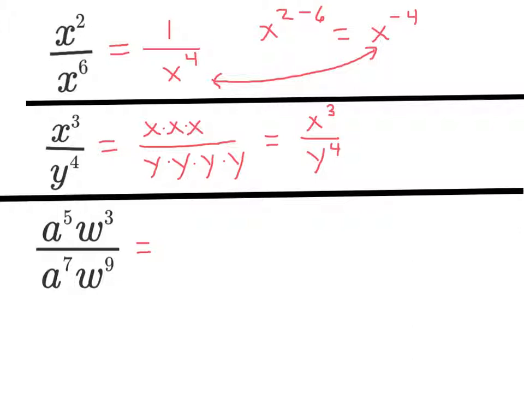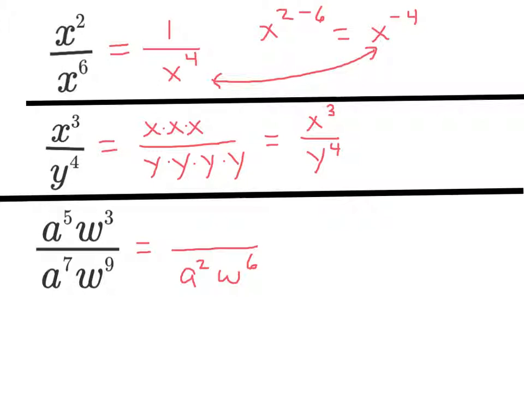So basically what you're going to do is you'll have 5 factors of a on the top, 7 factors of a on the bottom. That means you're going to have 2 remaining factors of a. And then you have w to the 3rd on the top and w to the 9th on the bottom. So that means there are 6 additional factors of w in the bottom.